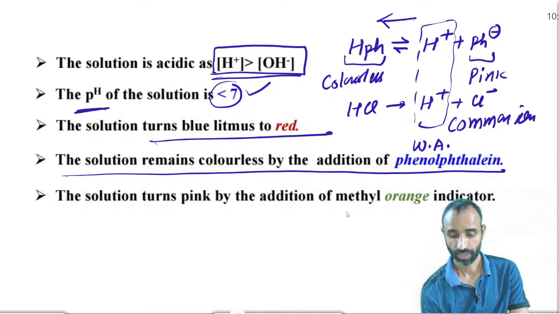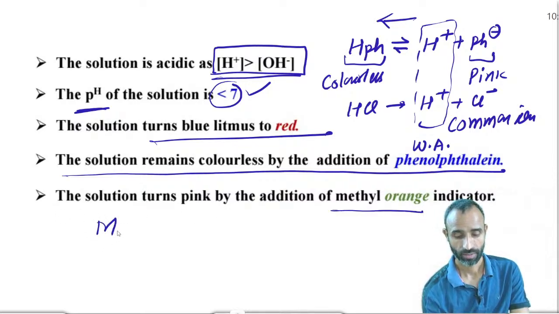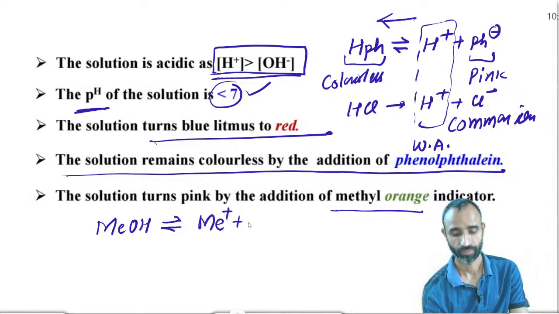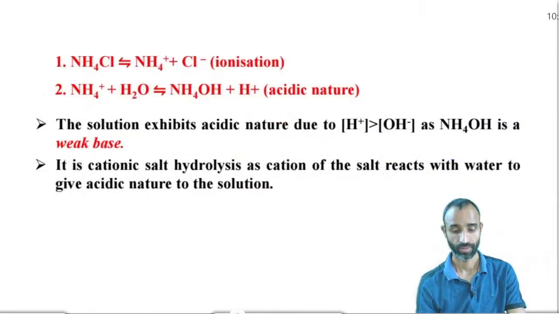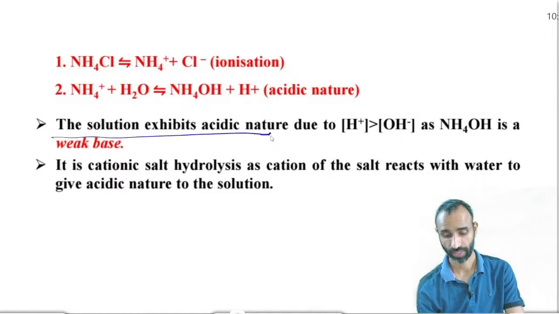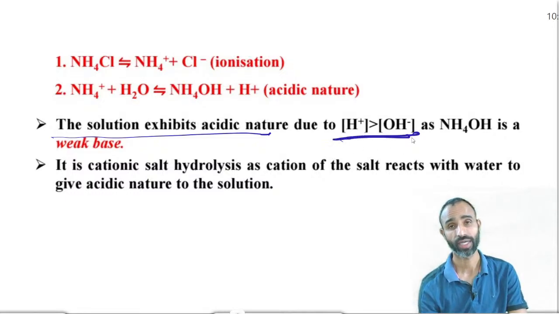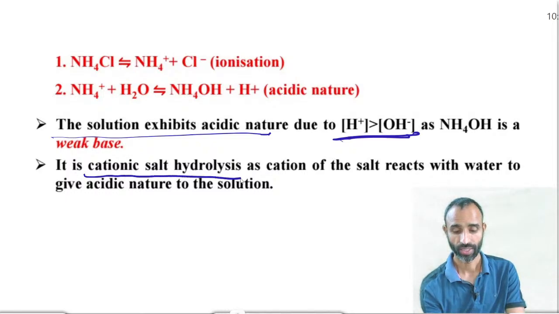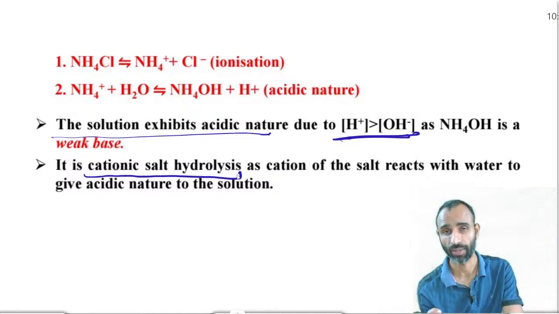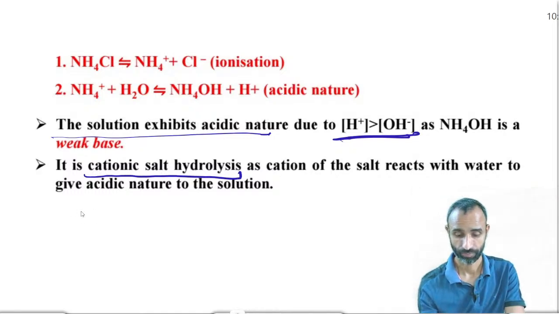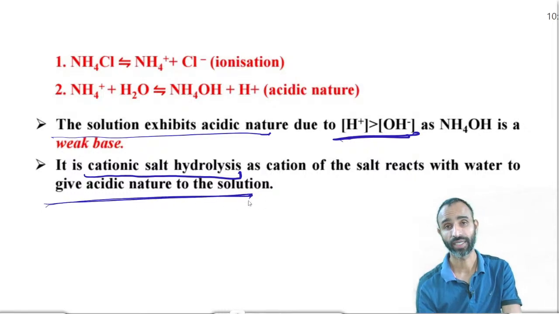Again, methyl orange indicator. Methyl orange indicator is a weak base, so reverse happened in this case. So solution exhibits acidic character when H+ ions are greater than OH-, and it is which type of hydrolysis? Cationic hydrolysis, because only the cationic part is undergoing hydrolysis, and therefore it is acidic in nature.